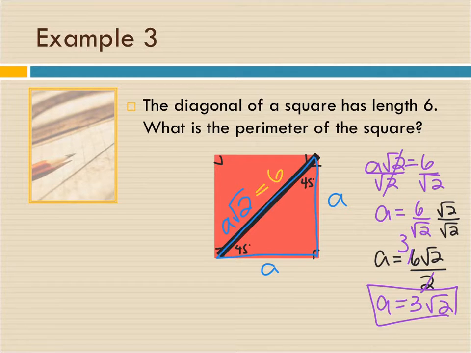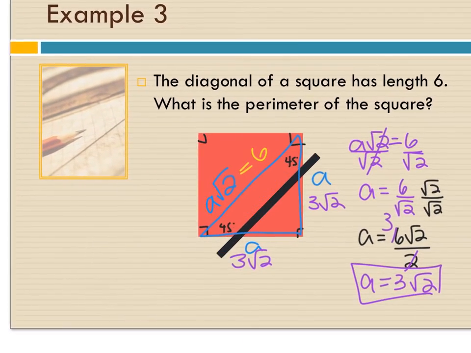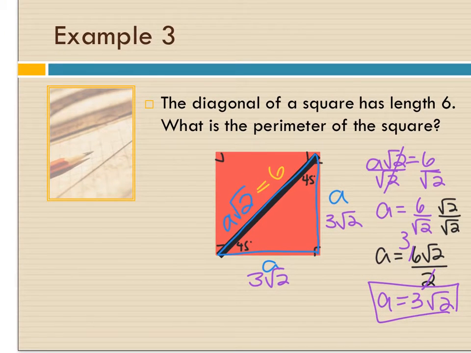So that tells me that this side length is 3 root 2 and this side length is 3 root 2. What's the question asking? What's the perimeter? How do I find the perimeter of a square? And there's 2 answers to that question.